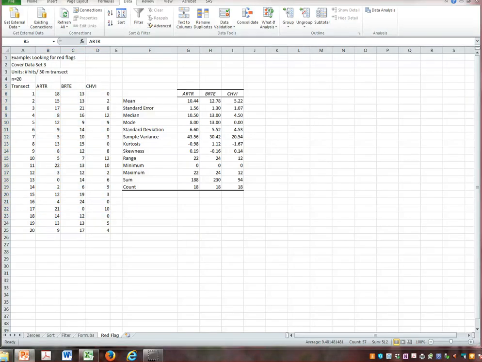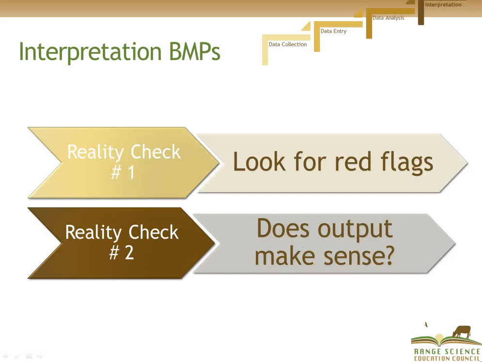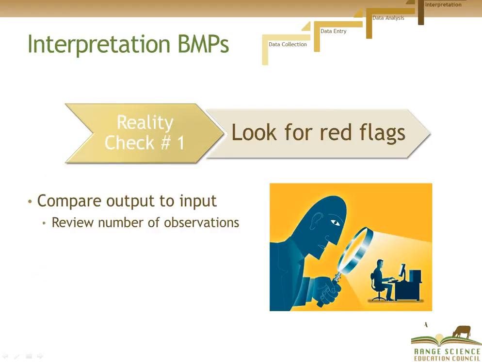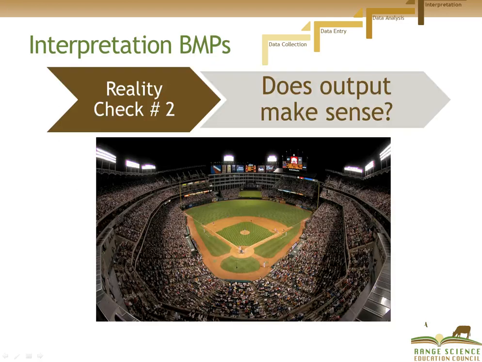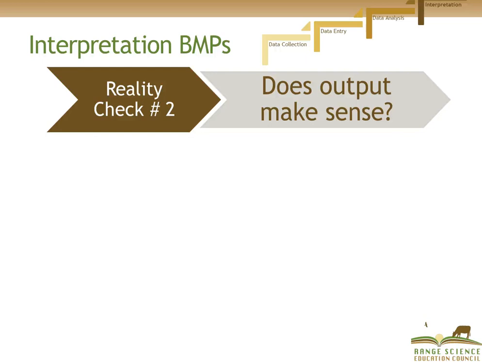And then finally, we do another reality check. We want to make sure that our output makes sense. So we looked for red flags, and then we want to make sure that our output makes sense. We should have a ballpark figure in mind. Not that we're able to walk out onto a field and say, oh, well, we've got 25% bare ground showing here, but instead just to know the approximate value.